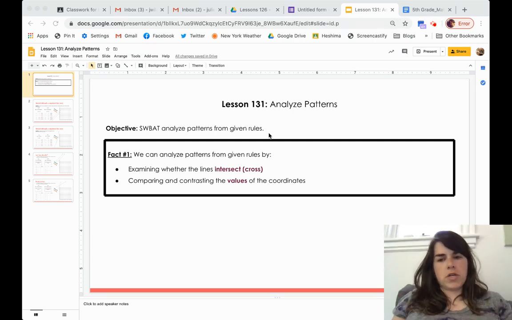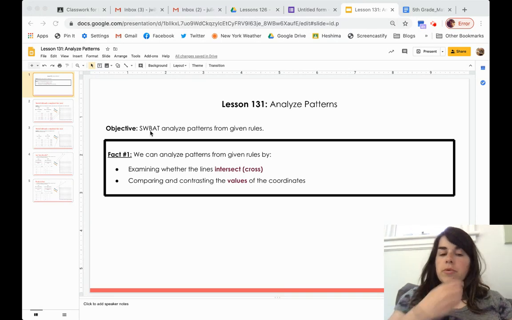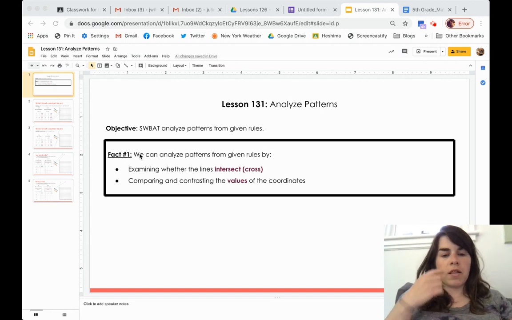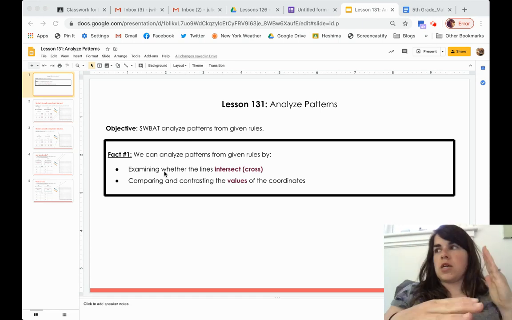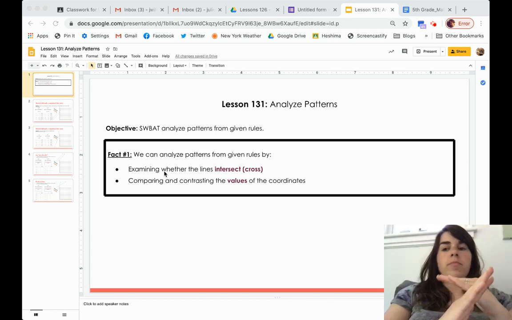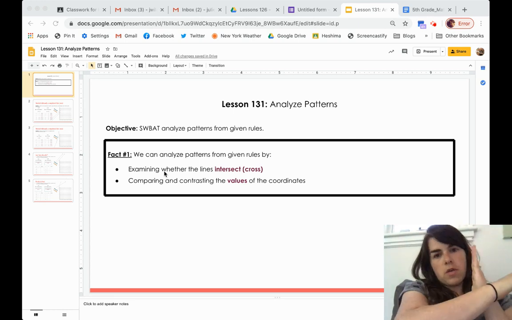Today we're going to be doing lesson 131, analyzing patterns. Today we're going to be able to analyze patterns from given rules. So fact number one, we can analyze patterns from rules by examining whether the lines intersect or cross. Sometimes they intersect close to the axis, sometimes they intersect later. If they are parallel, they will never intersect, but if they are not parallel, they will eventually intersect.